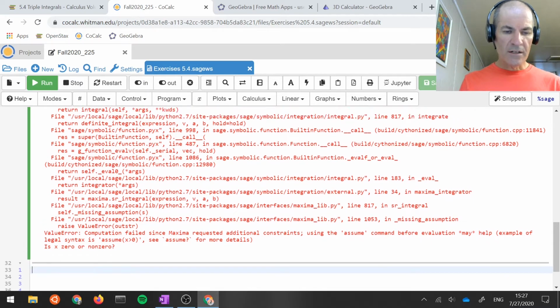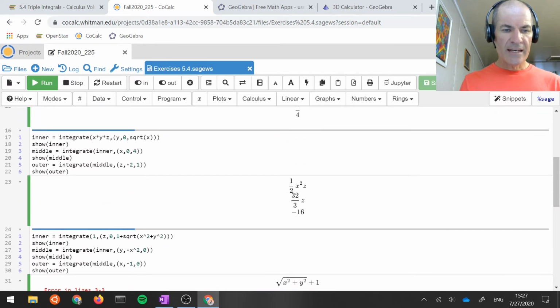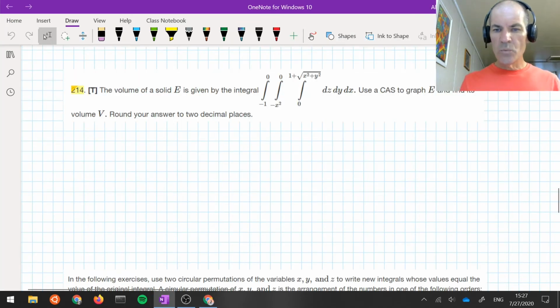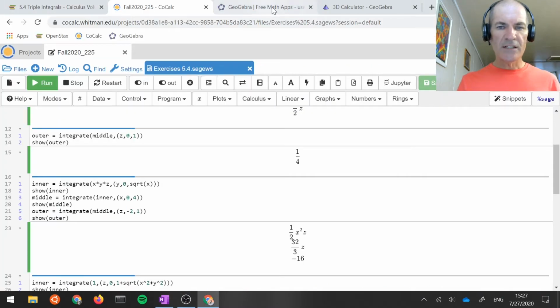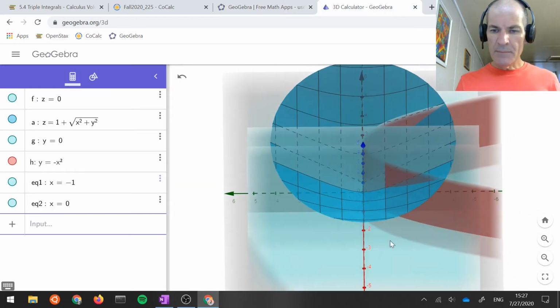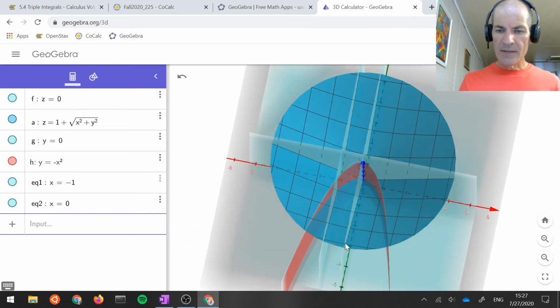This integral was so hard that it was asking if you were willing to assume that x was positive. And the short answer is, looking at this figure, we can't really assume that x is positive here. So let's check something here. If we go back to this figure, remember what was happening here? x was going, so x is the red axis. It was going from minus 1 to 0.